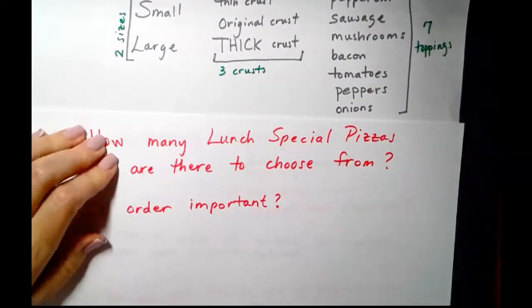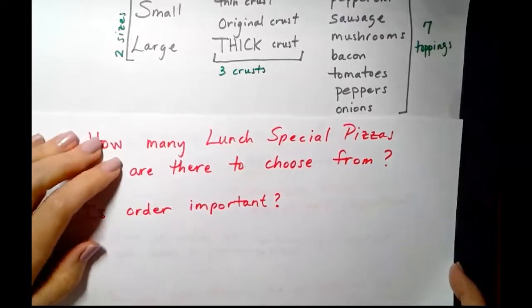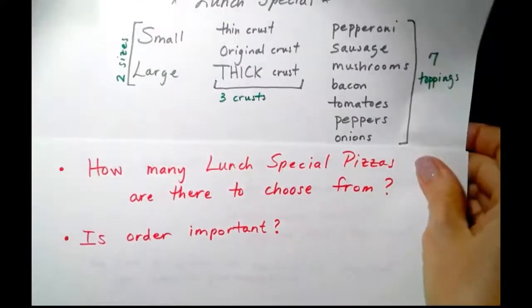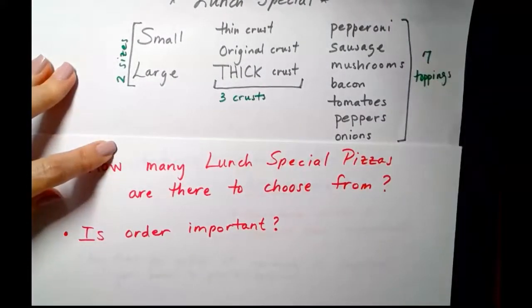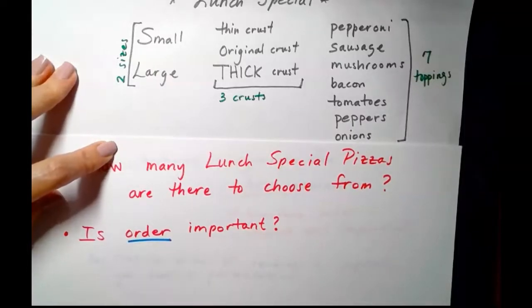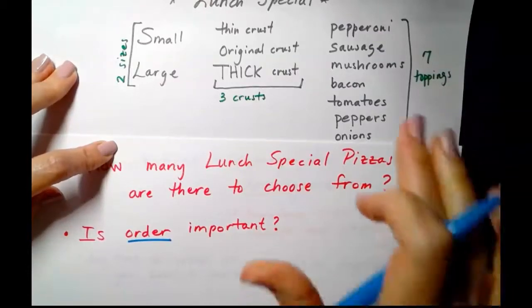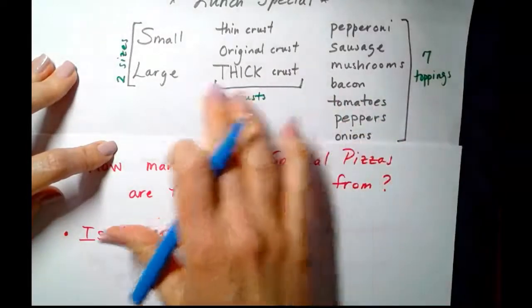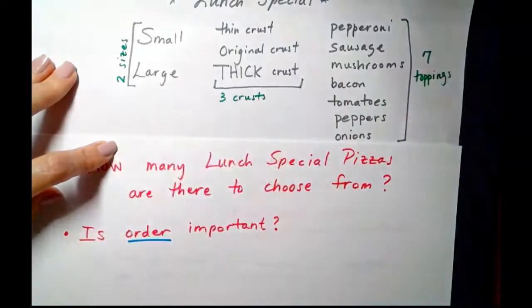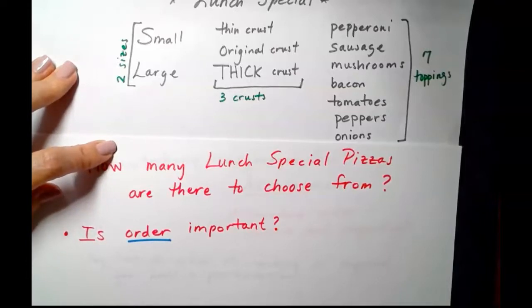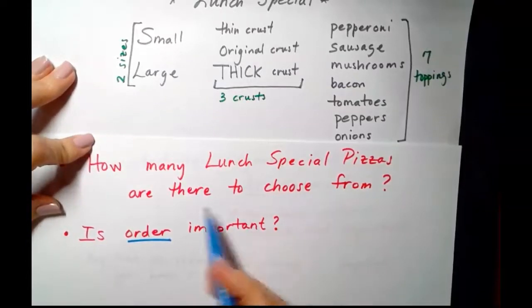So let's think about this. In order to utilize the fundamental counting principle, it's all about choices. We're simply counting choices here. So what do we have? Oh, and of course, is order important? No. It's the same pizza whether you start by choosing a topping first, then a crust, and then a size, or maybe the crust and then a topping and then a size. It doesn't matter. The fundamental counting principle just counts choices.